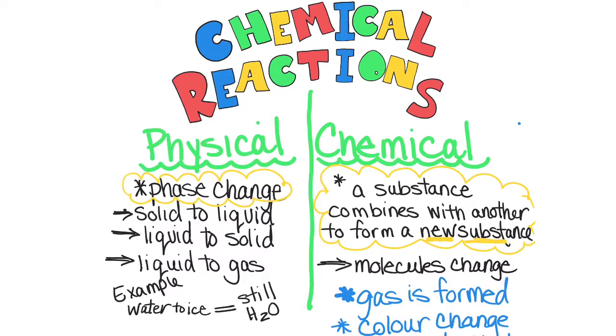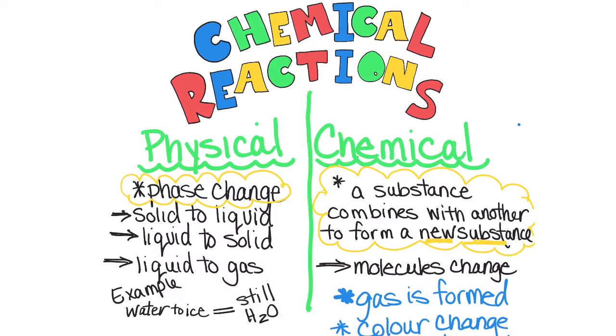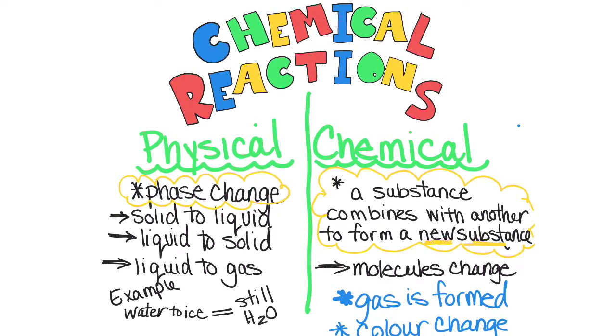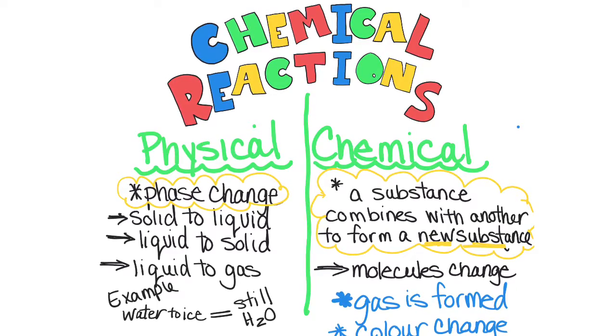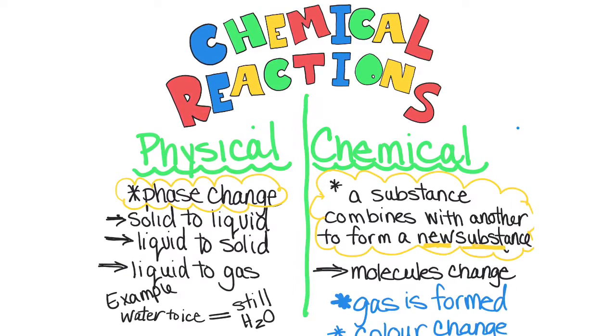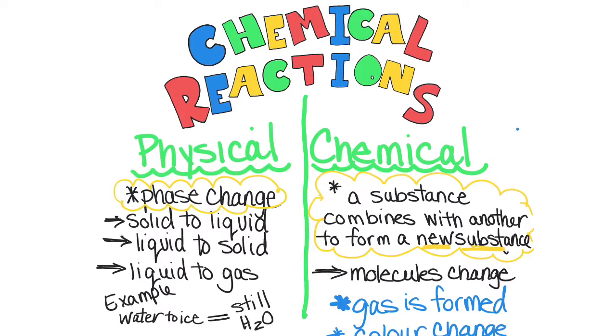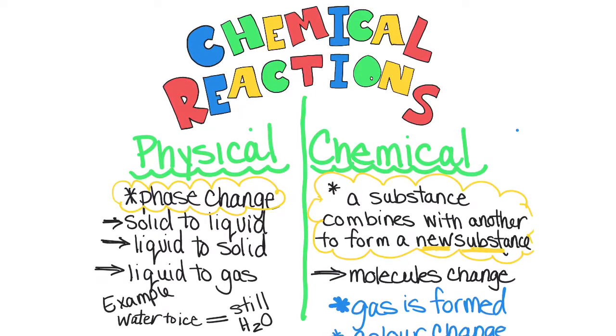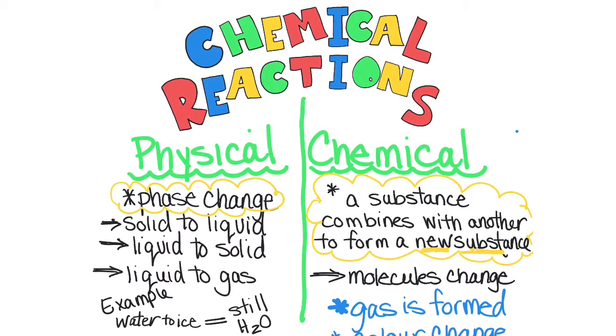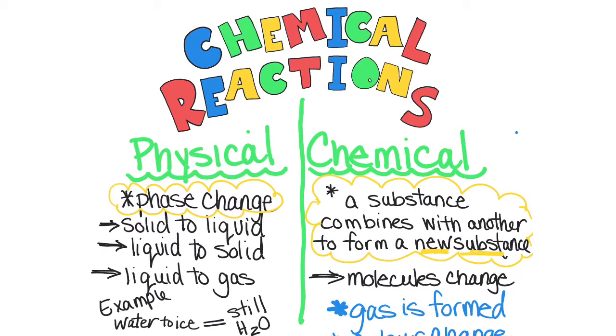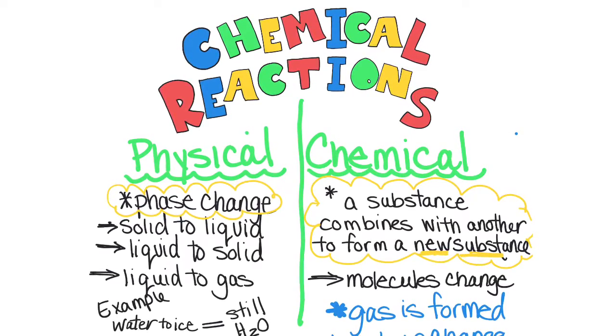There's a phase change when there's a physical reaction. Solid to liquid, liquid to solid, liquid to gas. Example, water to ice. However, a chemical reaction is when a substance combines with another to form a new substance.